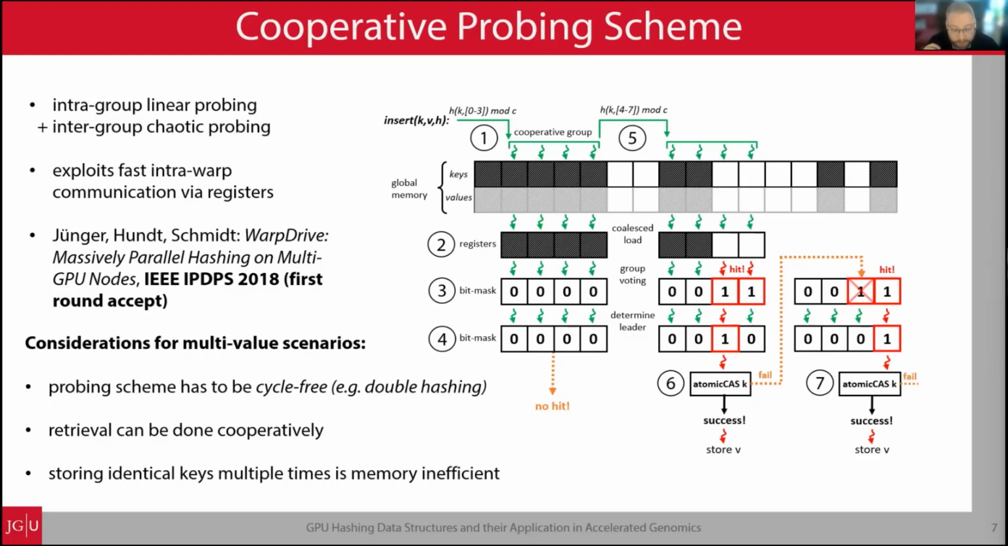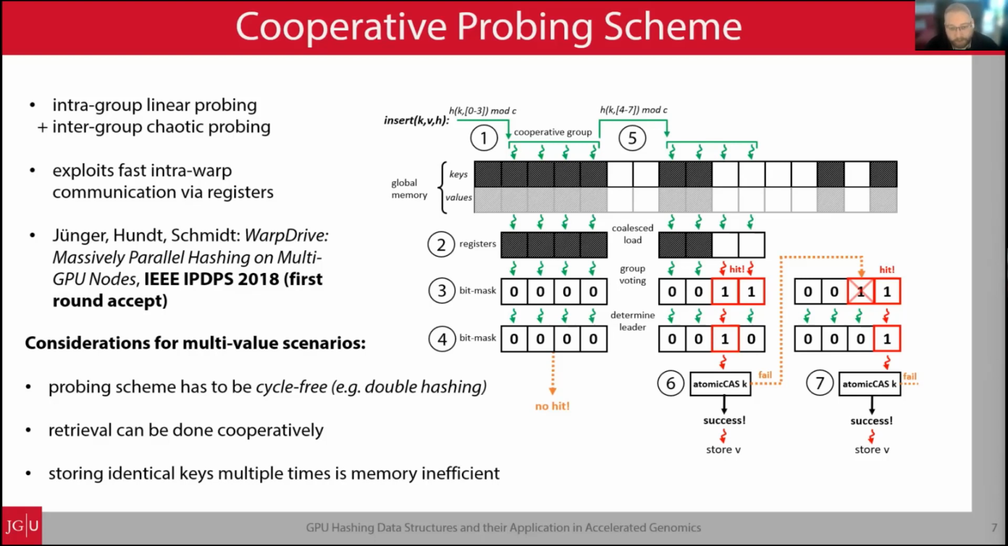Also, we can then utilize the cooperative group to retrieve multiple values in the same window in parallel. So again, we can fully utilize these cache lines during probing, which we'll see on the next slide. However, one problem remains when using this open addressing variant for multi-value scenarios.